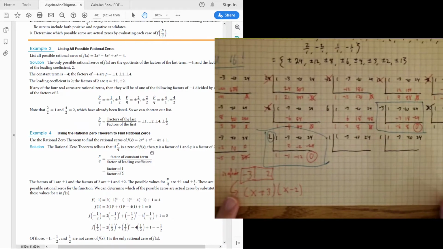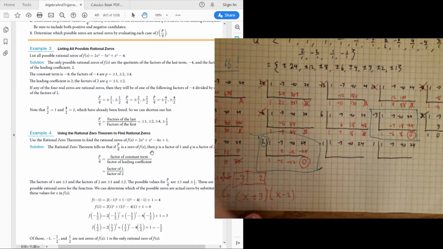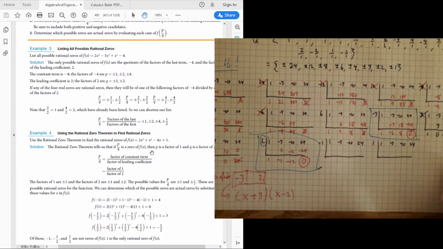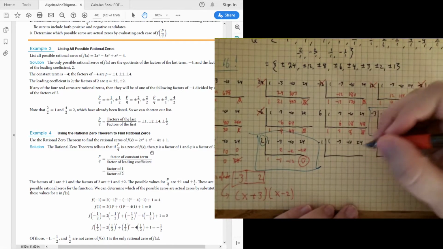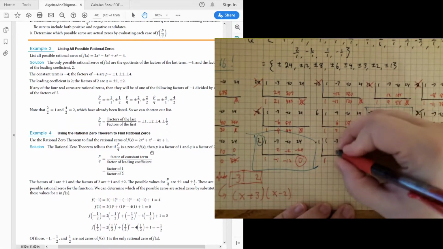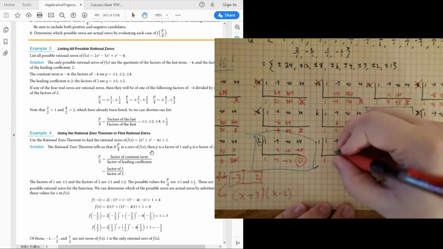Okay, now I can keep going. I can check the last 2. I believe at some point in time a mistake was made, but that's okay, because this method is just kind of an example to showcase kind of the worst case scenario. 1, negative 1.